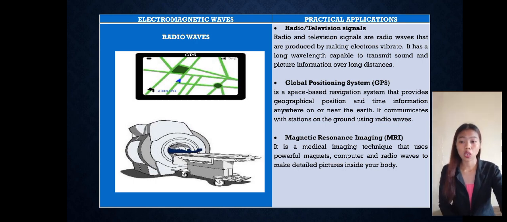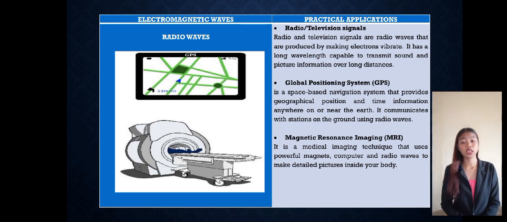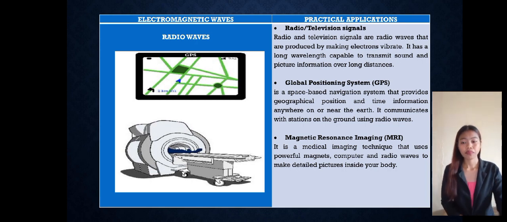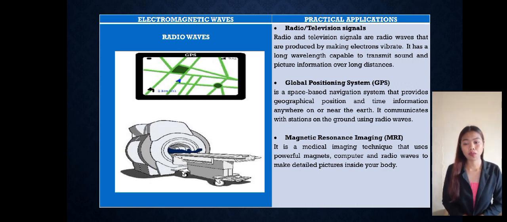And second is the Global Positioning System or GPS. It's a space-based navigation system that provides geographical position and time information anywhere on or near the Earth. It communicates with stations on the ground using radio waves. The next is magnetic resonance imaging or MRI. It is a medical imaging technique that uses a powerful magnet, a computer, and radio waves to make detailed pictures inside your body.